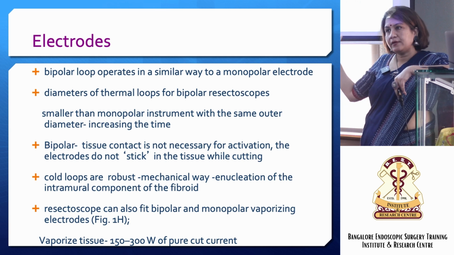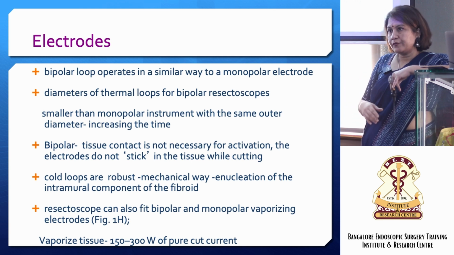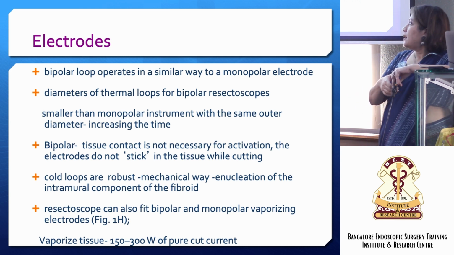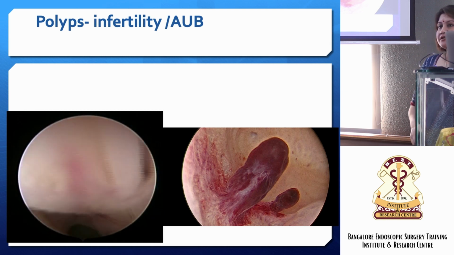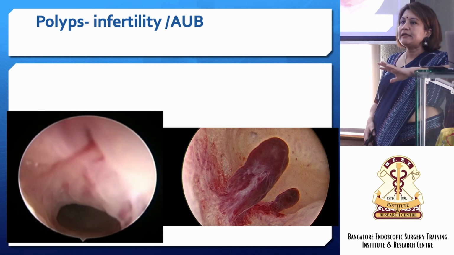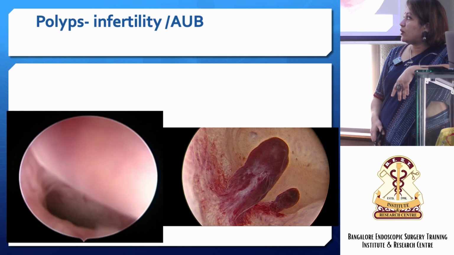So unless you have your own setup and can afford to buy, it's always good to work with the urologist to use the system. Other than this, let's go to the different pathologies that we see. I start with the polyp because it's one of the easiest to diagnose and also to operate.